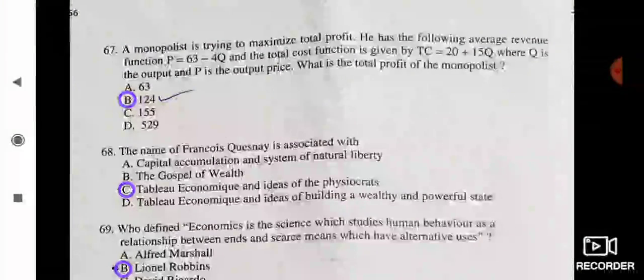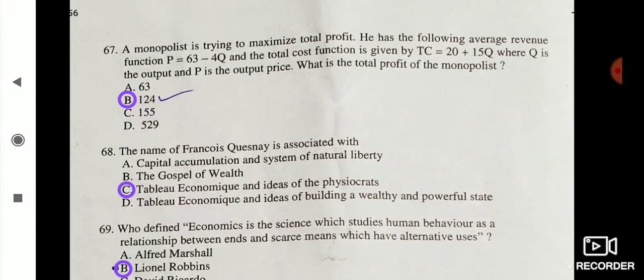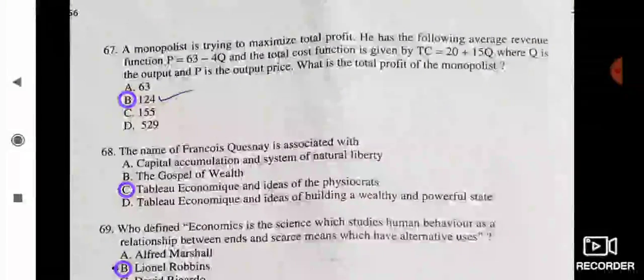So as the average revenue function is given and the total cost function is given, first we have to calculate the total revenue from the average revenue function. And as we know, total revenue is average revenue into quantity, or price into quantity. So total revenue will be the average revenue function multiplied by quantity, that is Q. Then we have to calculate the profit function. Profit function will be total revenue minus total cost.